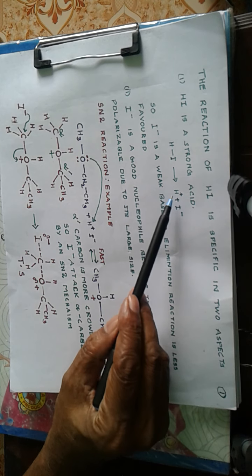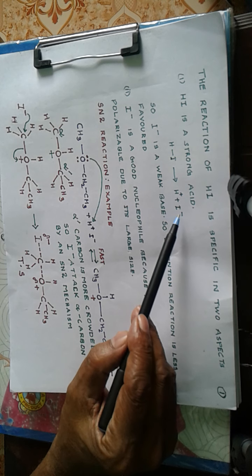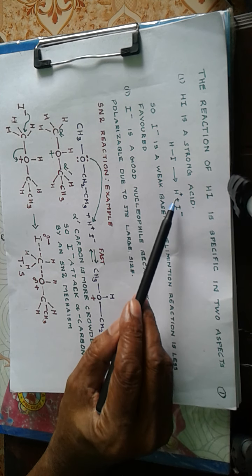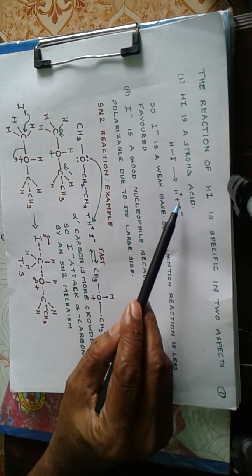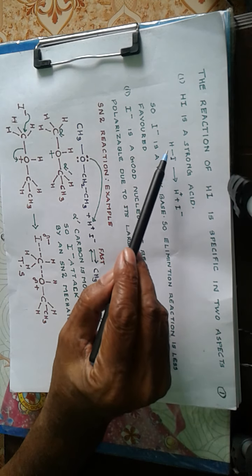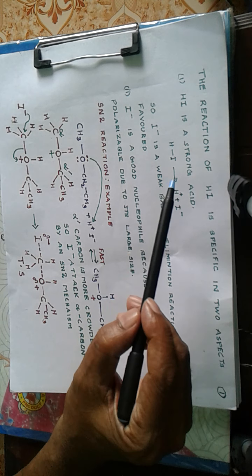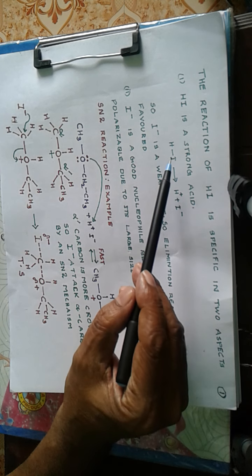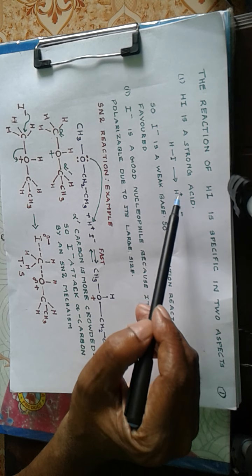The reaction of hydroiodic acid with ethers is specific in two aspects. One is I minus is a weak base. Now HI is a strong acid, so there will be a greater concentration of H positive, meaning I minus will have a lesser tendency to combine with H positive to give undissociated acid. And again, the bond energy is very low, that is why HI is more acidic.